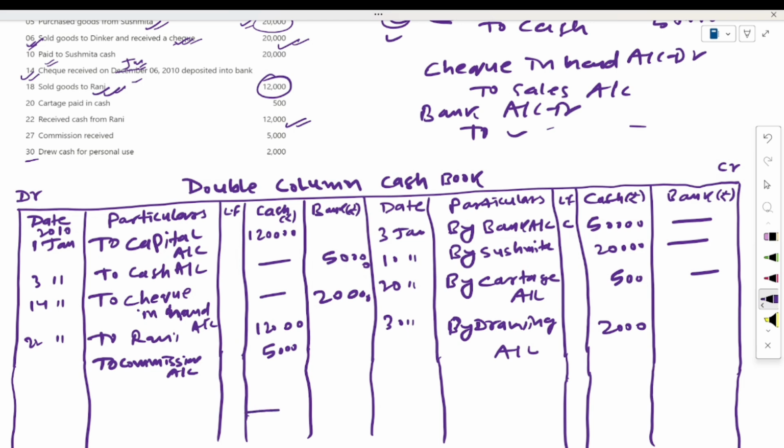Now, what we have to do? We have to balance the amounts and make a balancing figure. Which side amount is more? If we talk about the cash, your debit side is more. 1,20,000 plus 12,000 plus 5,000, it means 1,37,000. As it is, we will write here 1,37,000. At the end of the month, your balance will be "By balance c/d".